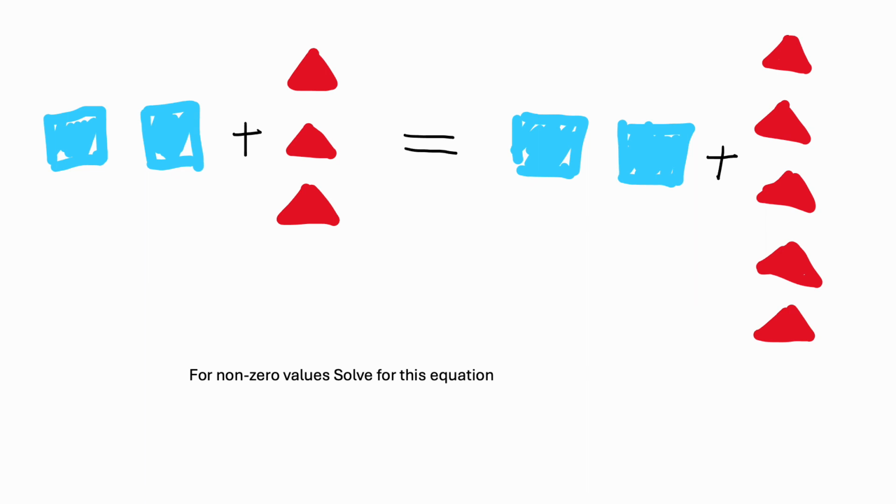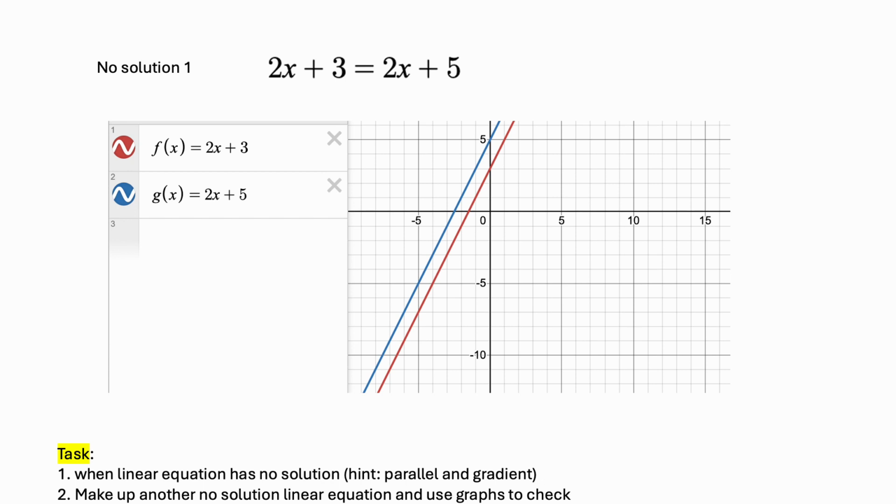In this case, we will say that there is no solution. Let me translate the previous picture into two functions. The left-hand side is 2x plus 3, and the right-hand side, which is the blue line, is 2x plus 5. And we can say that there is no intersection between the two linear functions, which means there is no solution. There is no point to make the equation true. So this is an example of a no solution linear equation.